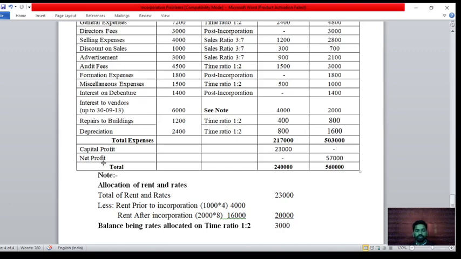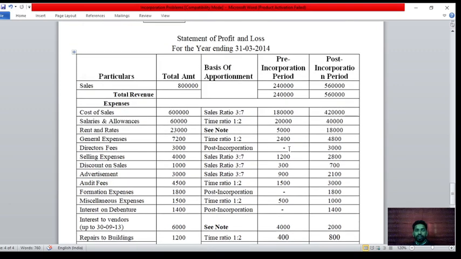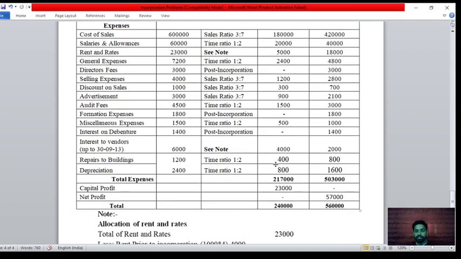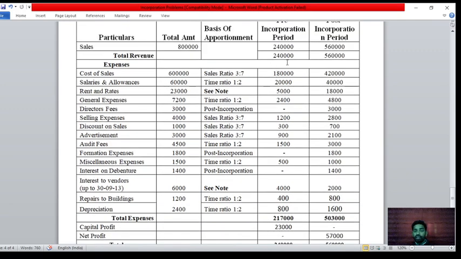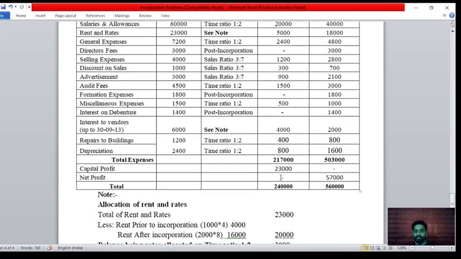Now we have to ascertain the capital profit or the net profit. For the pre-incorporation period, what's the total revenue? It's 2,40,000, and post-incorporation 5,60,000. From this 2,40,000 we have to minus all these expenses, the total expenses, 2,17,000. So 2,40,000 minus 2,17,000, the balance will be 23,000. This 23,000 is nothing but the capital profit.